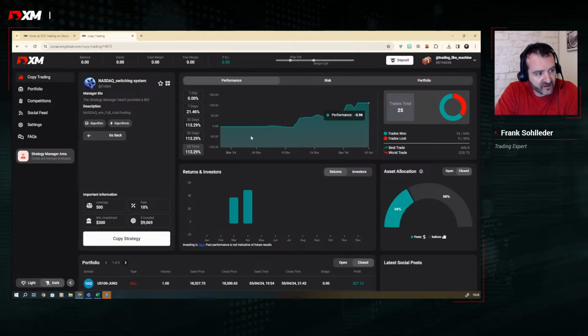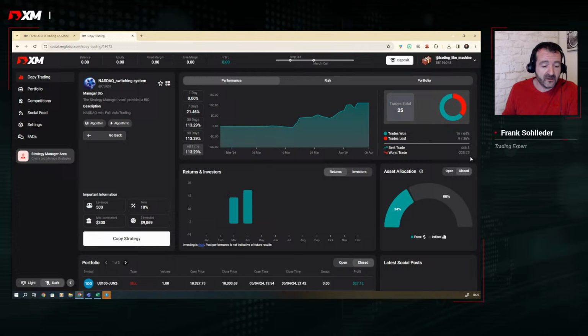So they started trading somewhere around the March timeframe, and had a very, very nice decent growth here. The trades won 16 from 25. That looks really decent. 64% hit rate. We had the best trade 446, the worst trade 228. It also looks pretty stable. So that means the risk reward looks pretty nice too.